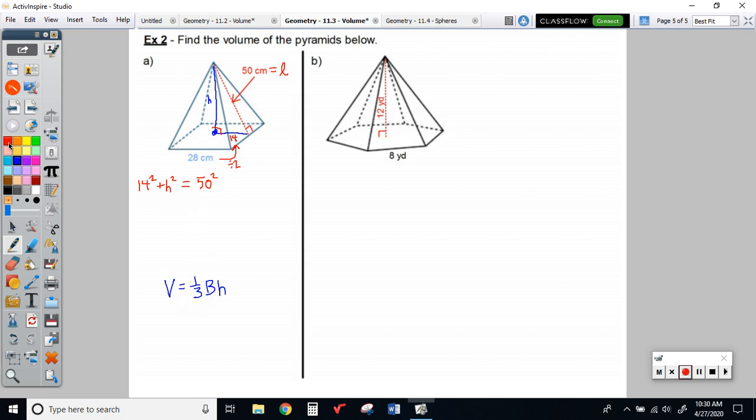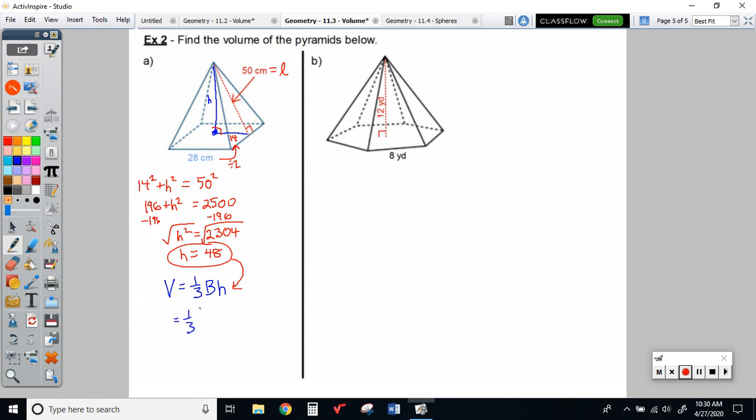So we have, for this one, going back to the Pythagorean theorem work, 196 plus h squared equals 2,500. Subtract 196 from both sides, and you are left with 2,304. You can take the square root of both sides from there and get that h is 48. So that ends up working out nicely. It is 14, 48, 50 as a Pythagorean triple here in this one. So I'm going to take that, plug it in down here.